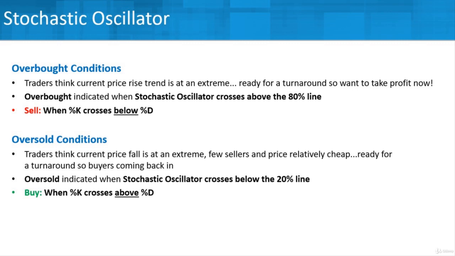Remember, it's an oscillator, so it's between 0 and 100%. There are no prices. It's a percentage, so it's going to go below the 20% line. And we're looking for the percentage K to cross above the percentage D to give us the indication that it's time to buy. So it's kind of like these two sets of conditions that you need to meet for it to be implemented.